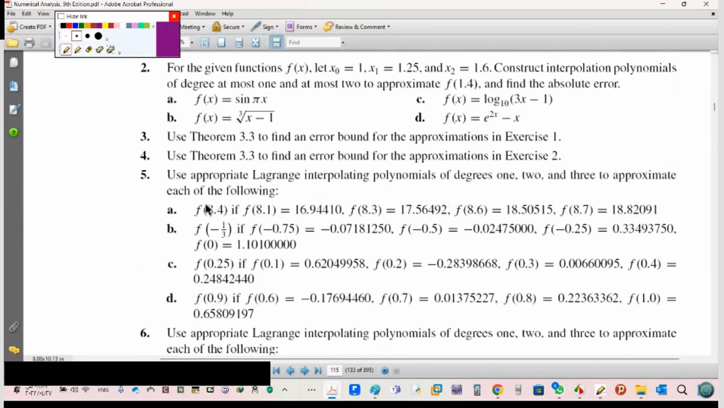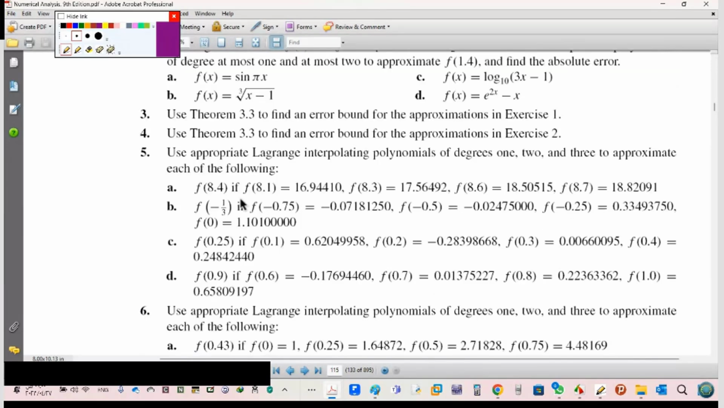Another example, let's read this question. Find degree number 1, 2, and 3. How many points? 1, 2, 3, 4 points. Explain the idea. I need my x here, my variable is this 8.4. Now, where is x? This is x, this is the x variable. This x is 8.4.